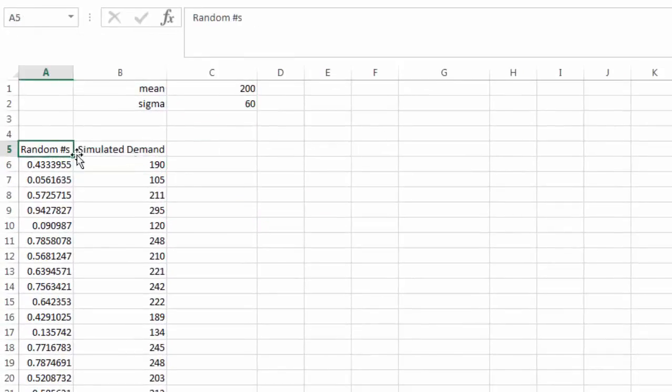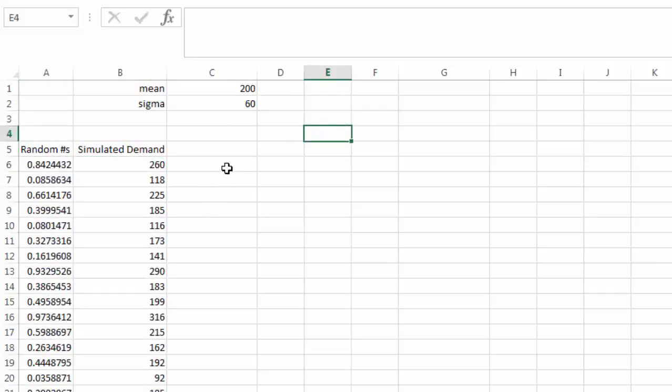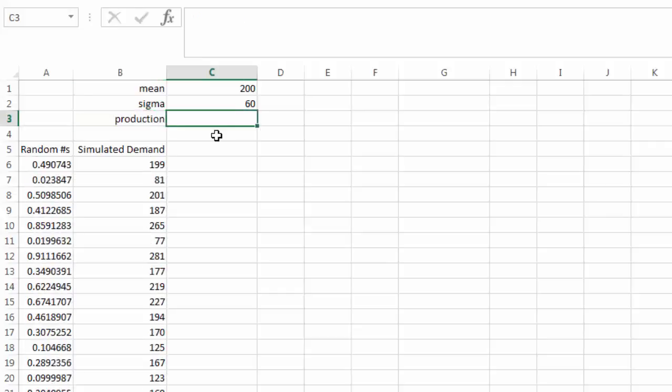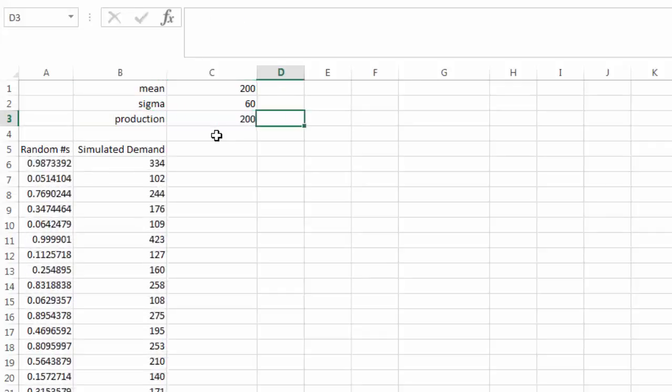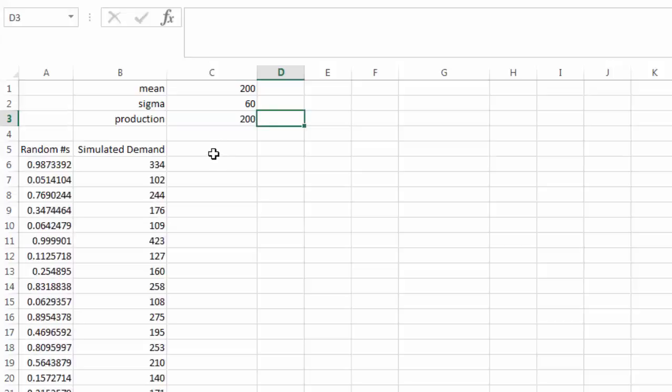Okay, so we've calculated our simulated demand, and every time you enter another function, or you can just press F2, enter, we get a new set of random numbers. Now, all that's left to do really is calculate profitability. But to calculate profitability, we have to dial in a production value. So I'm going to create another box up here. I'm going to use this for cell reference. I'm going to call it production, and we'll just start at the average. We'll play with this. Let's start at 200, and now we can calculate profit.